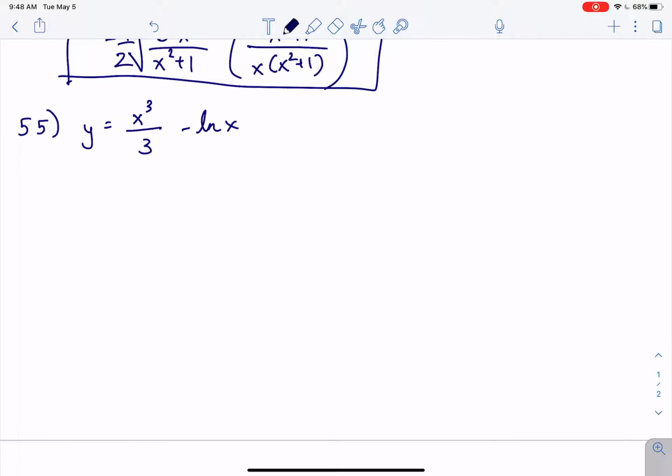So the first step when you're trying to find extrema and inflection points is you take the derivative. So we'll start off with the first derivative. Well, x cubed over 3, use the power rule on it, bring the 3 down, that cancels out with this 3, I get x squared. And then natural log of x becomes 1 over x. And we set this equal to 0 to find the critical points.